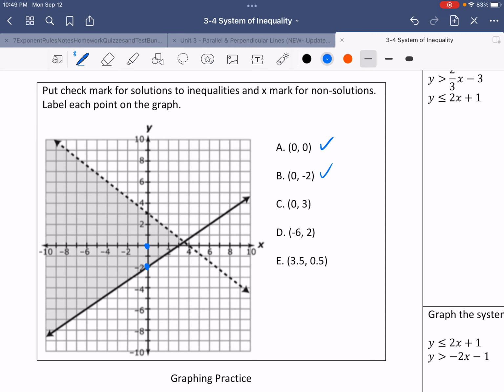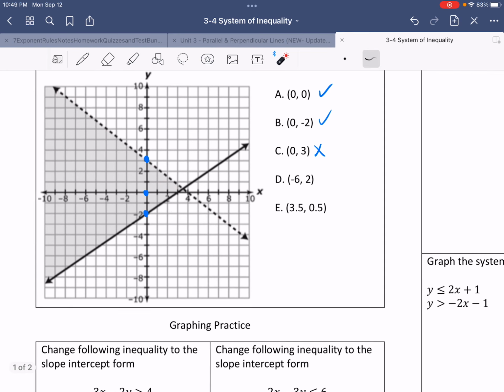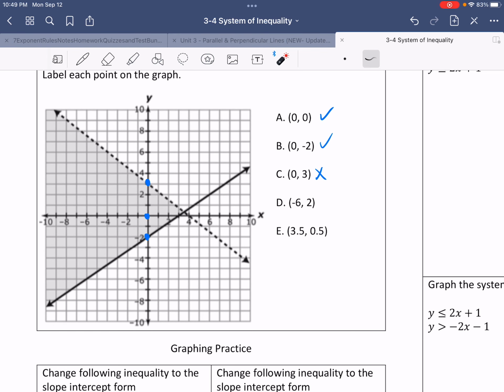0 comma 3, on the other hand, is not in the shaded area, it's on the line, but do you see this is the dashed line? Therefore this one cannot be a solution, because the dashed line is empty, like an open circle. Negative 6 comma 2 is right up here, inside the shaded area, so that's a solution. And here is our special case, 3.5 comma 0.5, which is right up here.